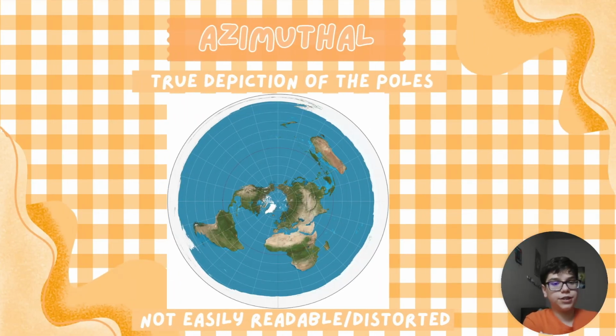Our next map projection is the azimuthal, I don't know. But what this is, is a true depiction of the poles. This is a circular based graph, and we see a true size of the poles compared to the whole Earth. But this is obviously not easily readable, and it's distorted in all ways. Both your direction and your landmass size is distorted aside from the poles.